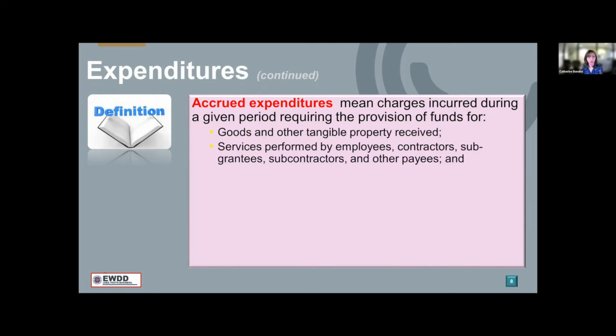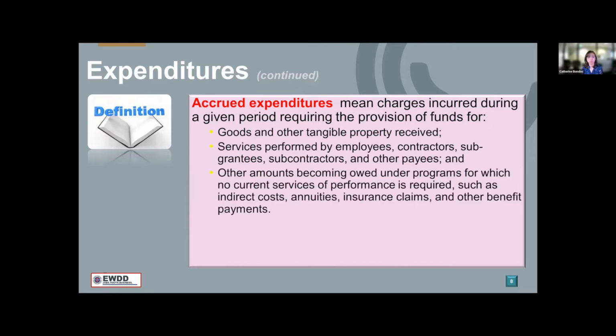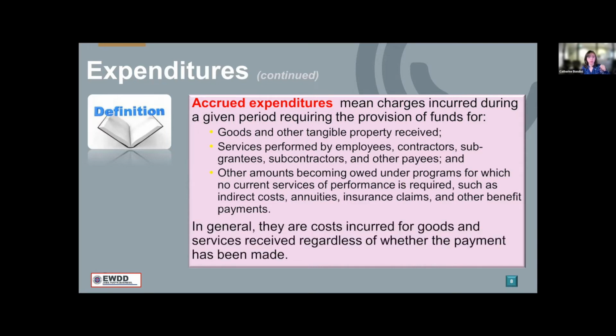They are goods and other tangible property received, services that have been performed, whether by your employees, your contractors, your subgrantees, your subcontractors, and other payees. And other amounts becoming owed under programs for which no current service of performance is required, such as indirect costs, annuities, insurance claims, and other benefit payments. So know what you need to capture when you report as expenditures. In general, they are costs that you incurred for goods and services received, regardless of whether the payment has been made, regardless of whether the disbursement has happened.